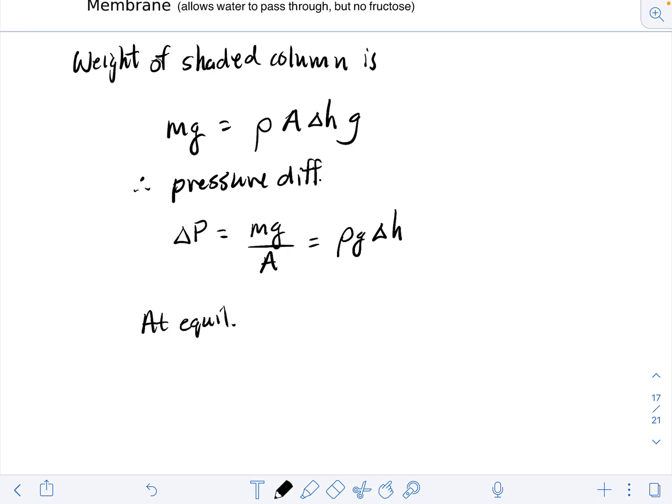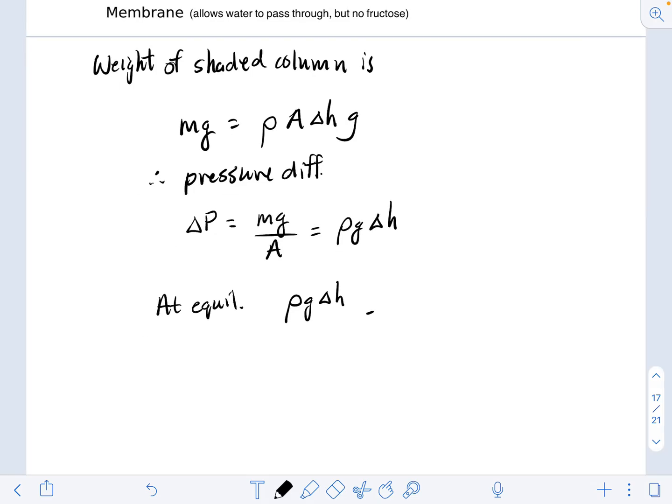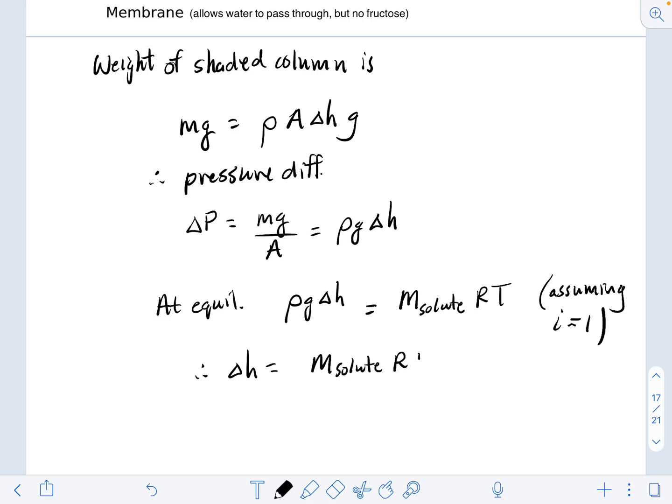And at equilibrium, what we would have to require is that this pressure difference, due to the extra water on the left-hand side of our tube, has to balance with the osmotic pressure. And so our rho g delta H has to be equal to the osmotic pressure, which would be the molar concentration of the solute times RT. This is assuming that our index i is equal to 1. And so therefore delta H, the height difference that you would expect from adding a certain amount of sugar, would be equal to the molar concentration times RT divided by rho g. Okay.